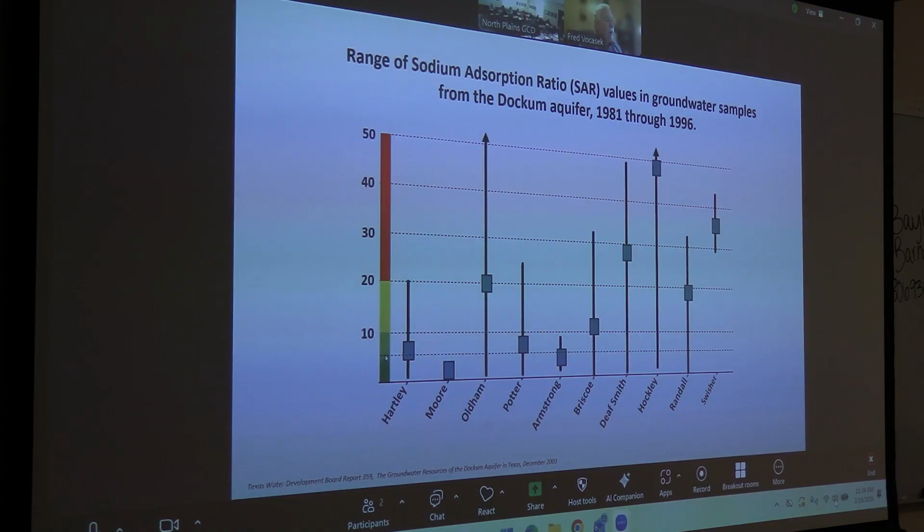And I've said here between 5 and 10 is where I start really getting concerned. Certainly between 10 and 20, that's a real problem, and anything above 10 gets to be a problem. So Moore County looks like we're in pretty good shape, but some of these other counties, we have some pretty significant numbers of waters that would come from the Dockum that would present us with a severe sodium problem.